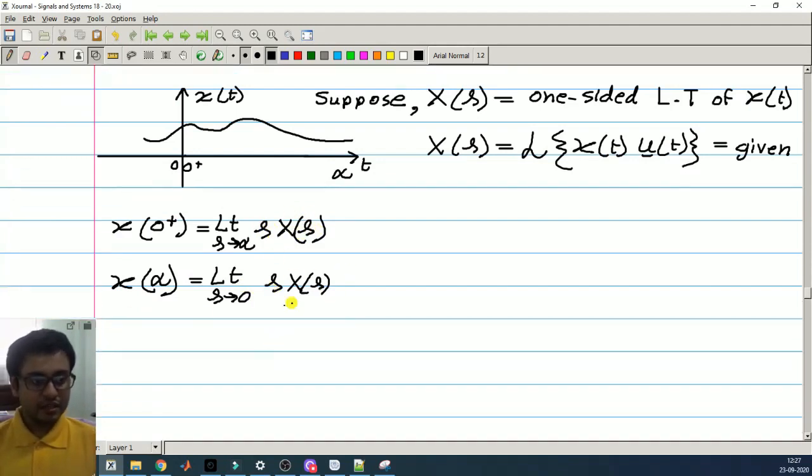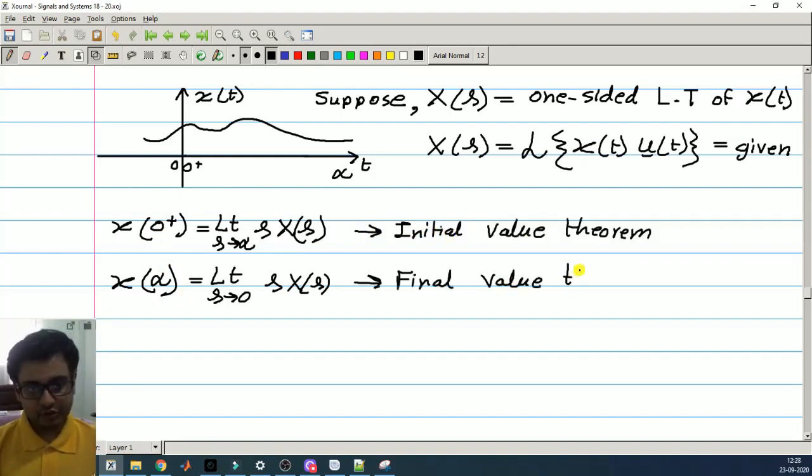Okay, let me prove these two theorems. This is called the initial value theorem and this is the final value theorem. Now the proofs.